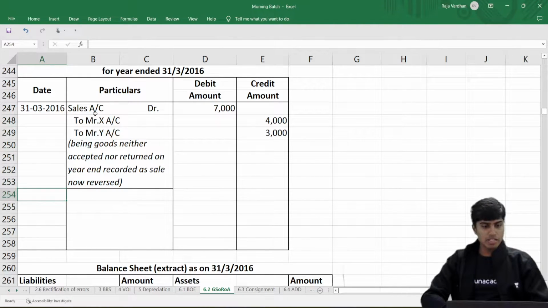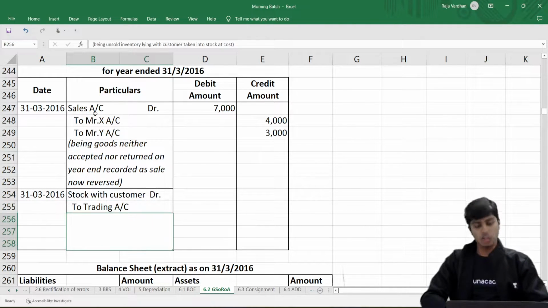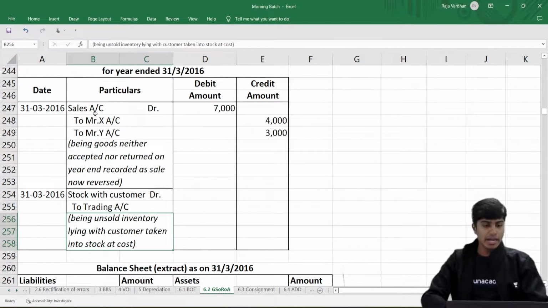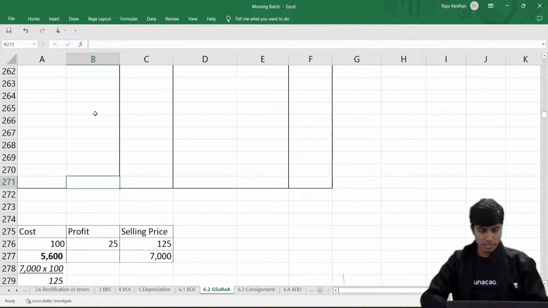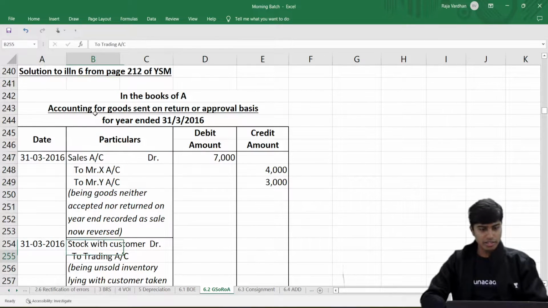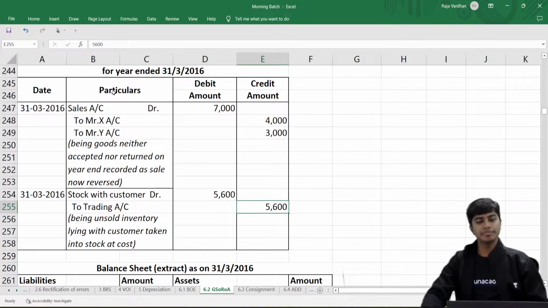Yup, the same has to be reversed. Now we need to record such inventory into our stock, for which the entry is stock with customer to trading, and this has nothing to do with whether it is from X or Y. And we know the cost of the goods. What is the cost of the goods? Cost of the goods is 5,600. Let us write the entry at 5,600, that is cost. This is the journal entry.